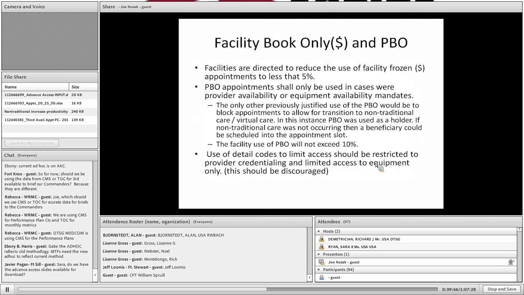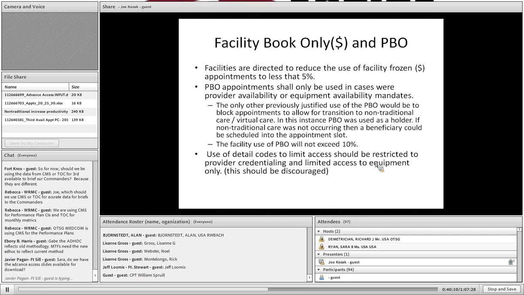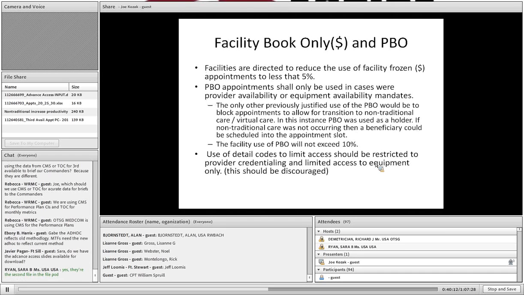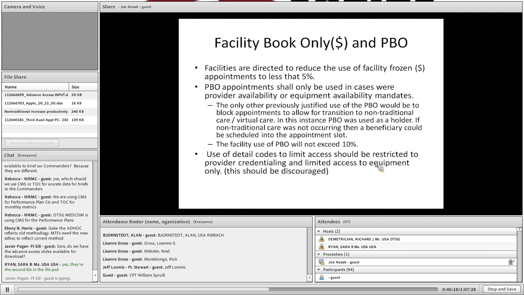Along with that, facility booked only appointments and PBOs. Facilities are directed to reduce the number of facility frozen appointments to less than 5%. The reason being is when you have a facility frozen appointment, your clerks cannot see it outside of your facility. So a lot of our facilities use centralized call centers. As soon as you put that $ on the appointment, they can't book it. It becomes a mother-may-I appointment.